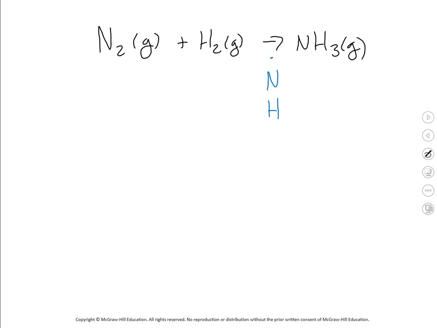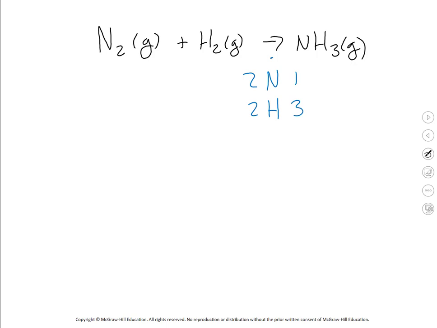So on the reactant side, how many nitrogens do I have? 2. How many do I have on the product side? 1. Just 1. Hydrogen, how many do I have on the reactant side? 2. How many do I have on the product side? 3. So in this case, both nitrogen and hydrogen are present as elements. So it doesn't really matter which one we balance first. Let's just balance nitrogen first because it's the first one up there.